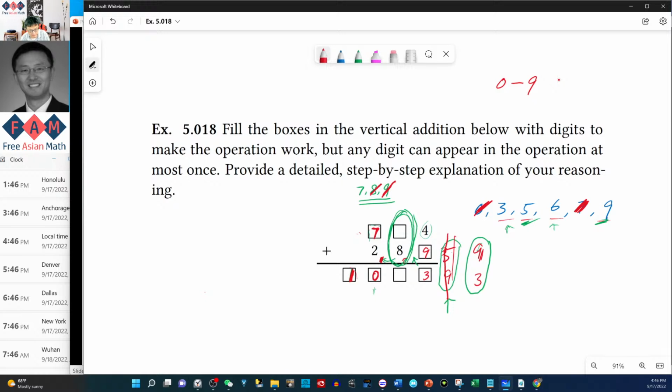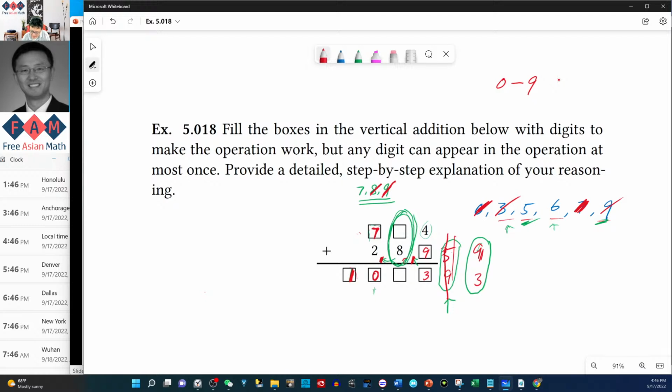But we still want to verify whether this is indeed the case, to check whether this will work with the tens place value. So now 3 and 9, they are gone. So for tens place, we only have 5 and 6. But remember, there's a carry now. 4 plus 9, we got a 13. So there's a carry here.